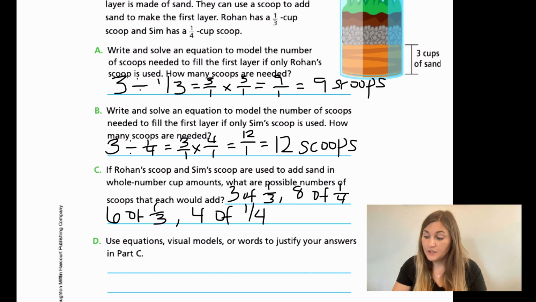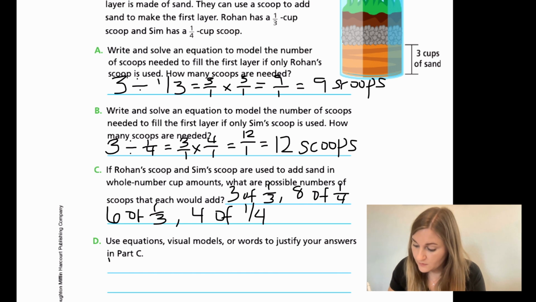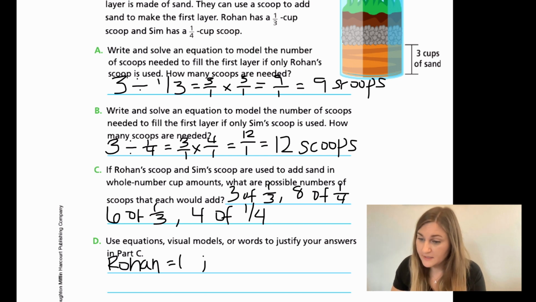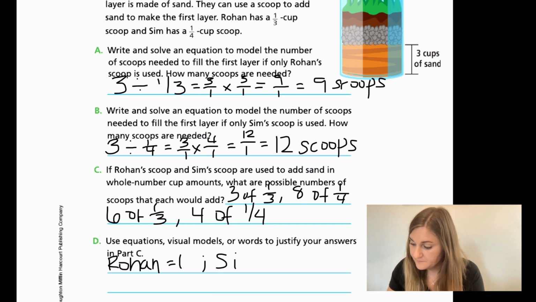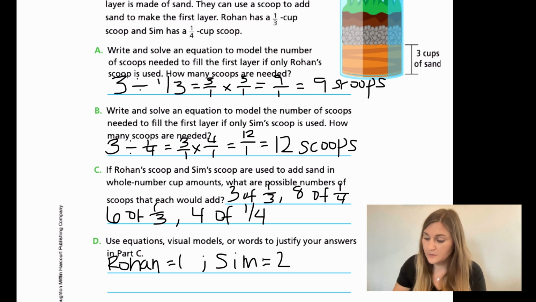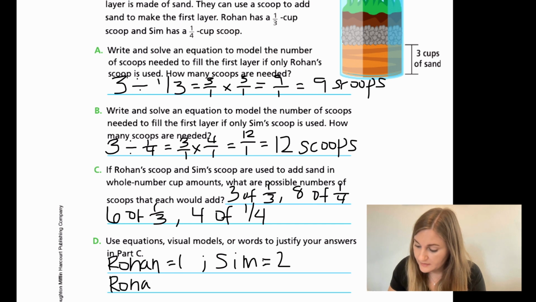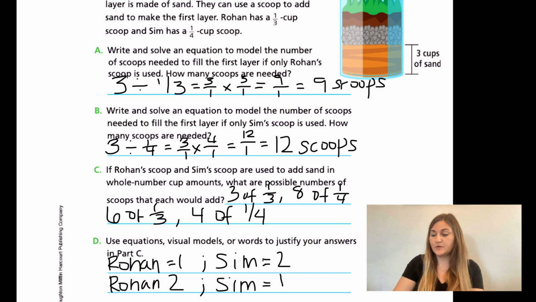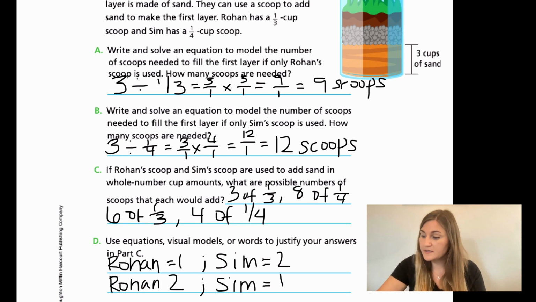All right, and then for D, use equations, visual models, or words to justify your answers in part C. I just decided to use words. So I just said, Rowan gets 1 cup, and if Rowan gets 1 cup, then Sim gets 2 cups. Or for the second one, if Rowan gets 2 cups, then Sim would get 1 cup. Those are the only ways to share it since we only have 3 cups that we're working with. All right, let's go ahead and go on to the next page.